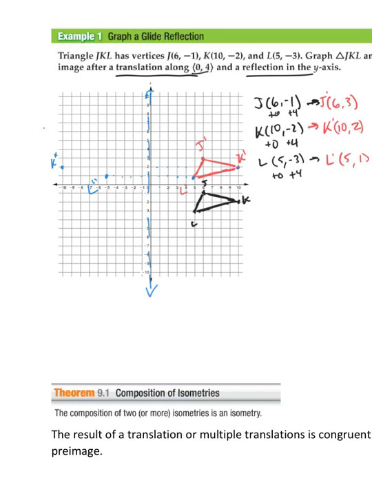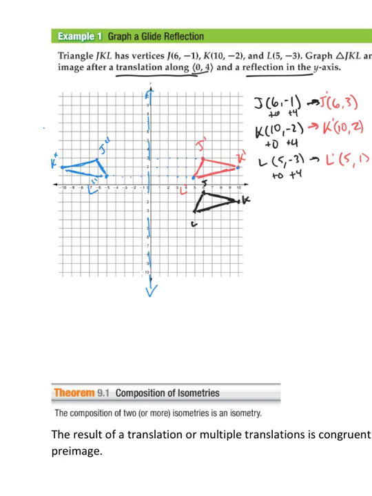That's our second move. J prime was 6 units to the right, so we need to go 6 units to the left. 1, 2, 3, 4, 5, 6. Yep, 6 units to the left. -6. And that's our reflection. So, guys, what did we do? We translated, then we reflected. So that is a glide reflection.